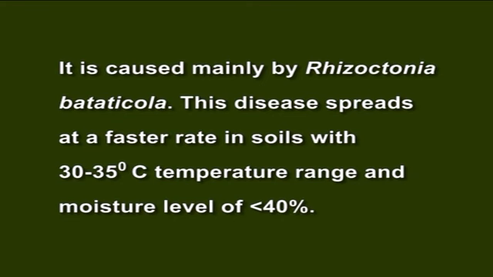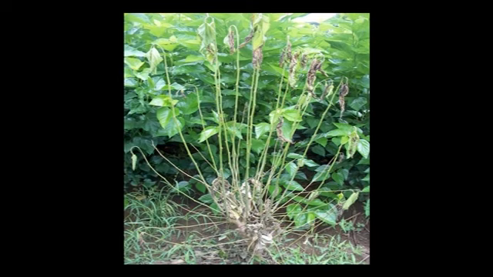It is caused mainly by Rhizoctonia bataticola. This disease spreads at a faster rate in soils with 30 to 35 degree centigrade temperature range and moisture level of less than 40%. The disease is characterized by sudden wilting of leaves followed by withering, decaying of roots and death of the affected plants.